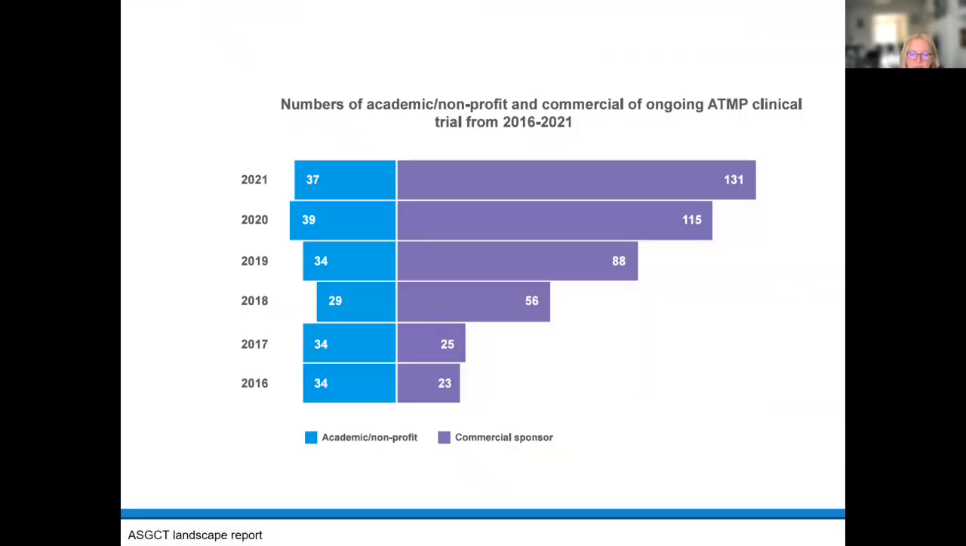Now, this slide shows that over the last 5 or 6 years, the number of commercial companies interested in the space of gene therapy has very significantly grown, which is fantastic. The fact that the pharma industry and biotech companies are interested in gene therapy is a real booster for the field. What you can see here in blue is that the number of academics and non-profit organizations working in this space has been pretty stable, but has certainly not grown.